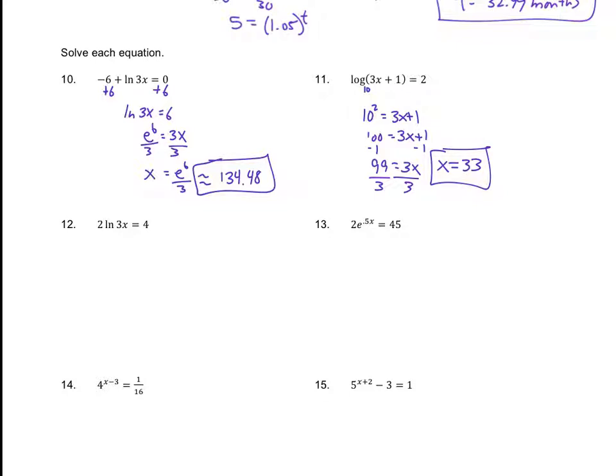Number 12, we're multiplying by 2, so we're going to divide. Natural log of 3x equals 2. Remember that's base e, so we're going to go e squared equals 3x. Divide by 3. And we get approximately 2.46.